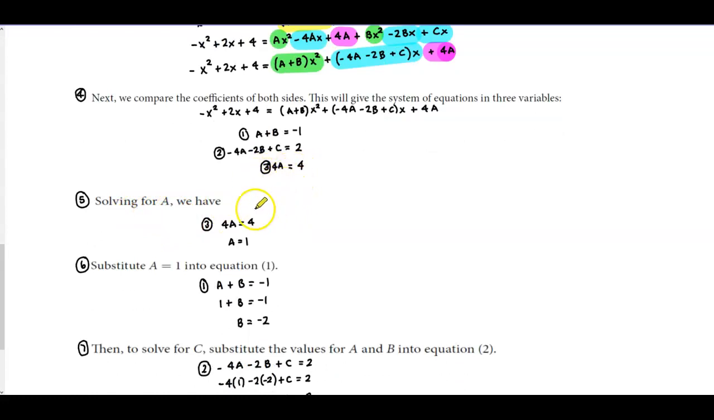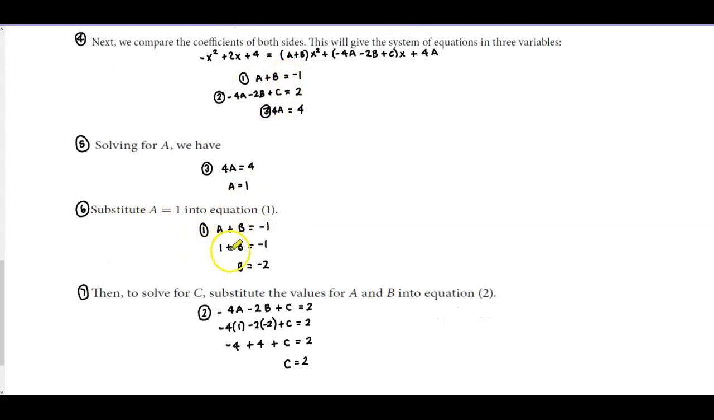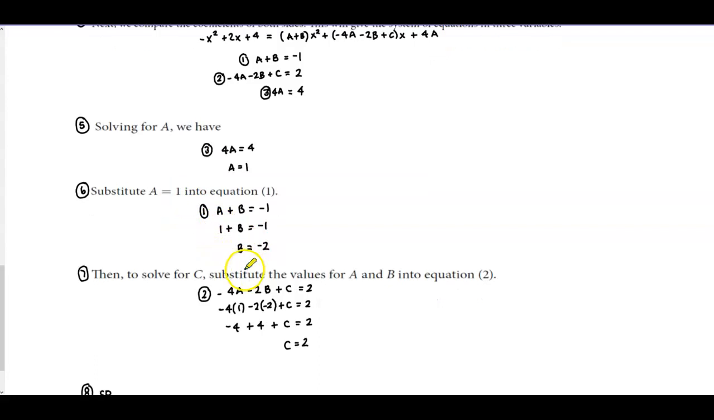And so now in step 5, we're going to solve for a since we have one variable in equation 3. So if we divide both sides by 4, a is going to equal 1. Now in step 6, we can substitute a equals 1 into equation number 1. Equation number 1 is a plus b equals -1. We're going to plug in 1 for a, and subtracting 1 from both sides, now we get b equal to -2. And now that we have a and b, we can then solve for c by substituting the values for a and b into equation 2.